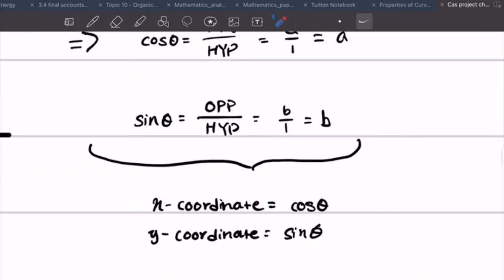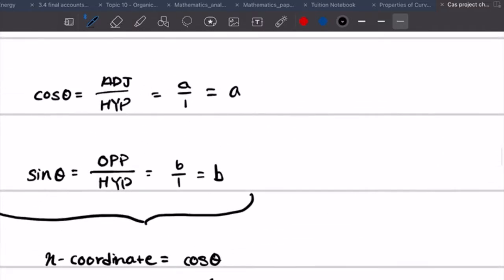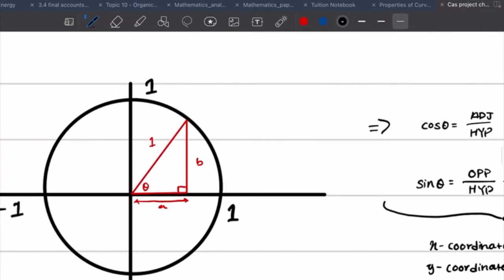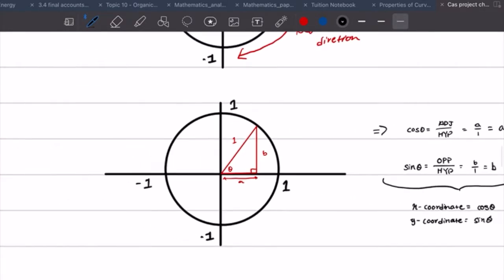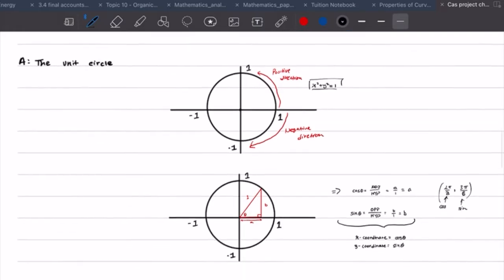So from this, what we know is that the x coordinate and the y coordinate are cos theta and sine theta. What I mean is that, let's just say you have the coordinates 2 pi by 3 and 3 pi by 6, then this is going to be your cos value and this is going to be your sine value on any part of this unit circle. Okay, now that we know what a unit circle is and what cosine and sine values are when we're given coordinates, let's move on to subtopic B, which is the area of a triangle.